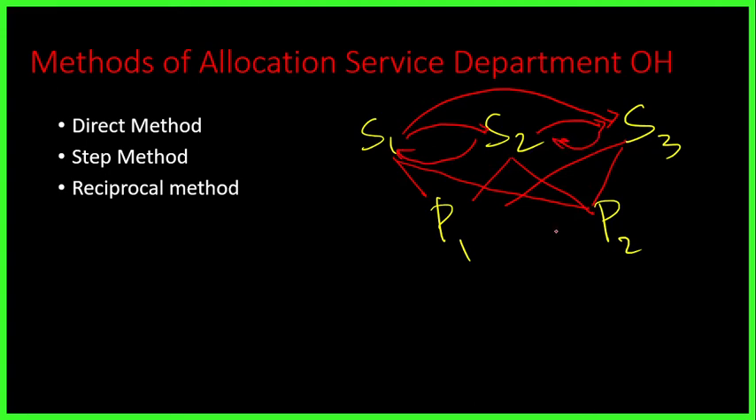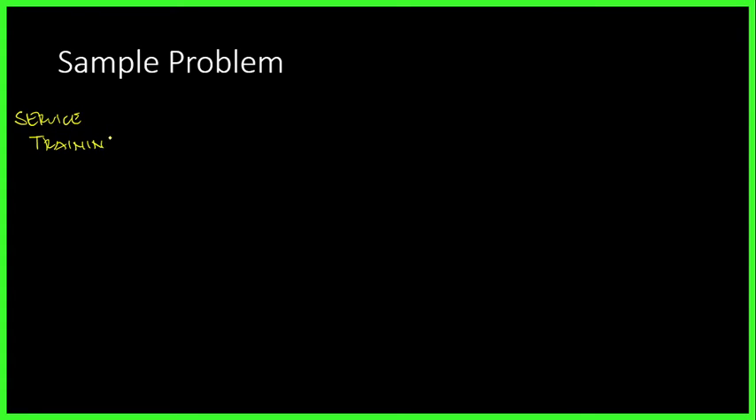Anyway, we'll have an example. I didn't put the example in, so let's do it manually. Let's have the following example. Let's assume that we have the following departments. Let's start with the service departments. Let's say we have 3 service departments. Let's say you have your training, and maybe warehousing service.